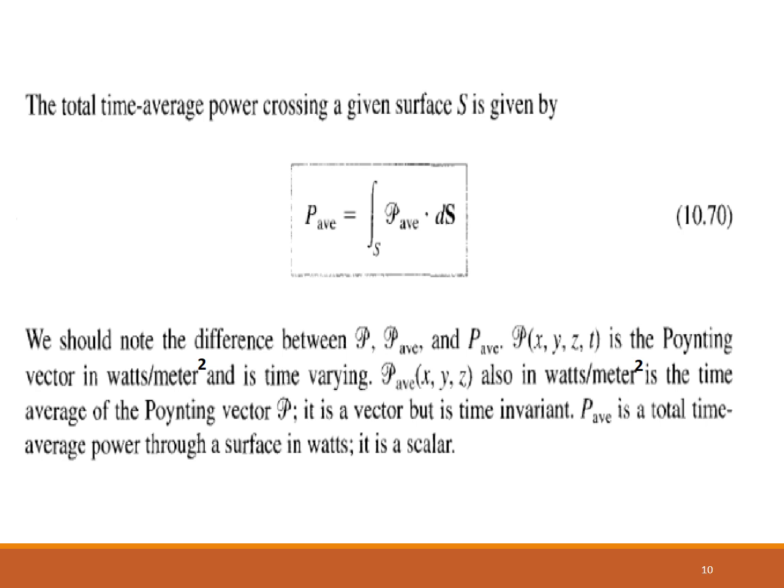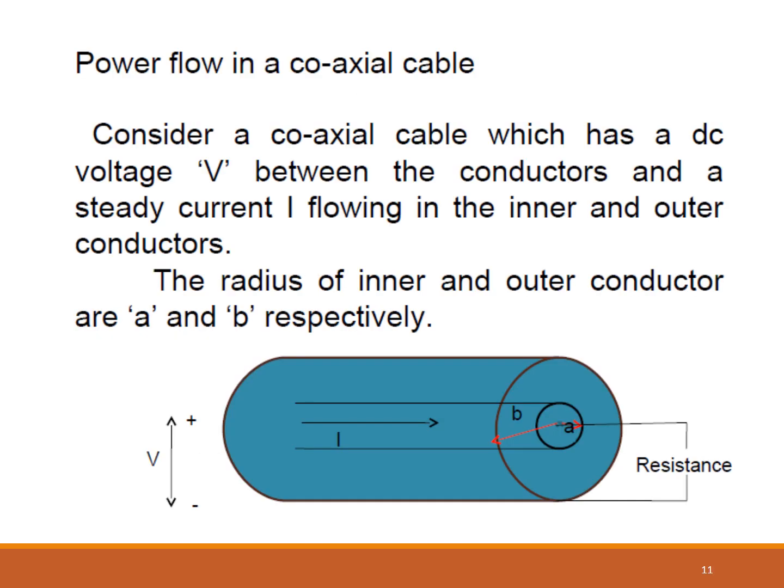So far we started with the Poynting theorem, deriving the Poynting vector. We came to the statement of the Poynting theorem, and the different forms of the Poynting vector were also discussed, the instantaneous form and the average form. The next topic is to find the power flow in a coaxial cable. We're going to use the expression that we just derived, the Poynting vector P is E cross H. Using that equation, how can you determine the power flow in a coaxial cable? That is the next topic.